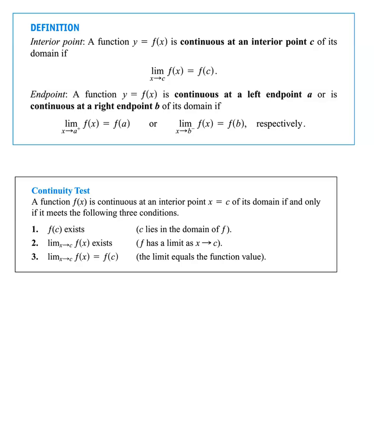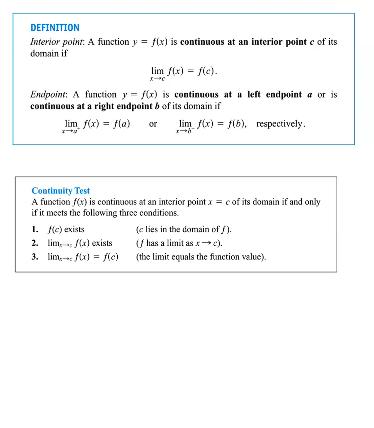So here is the definition, and the definition comes with these 3 pointers. Let's read through it. A function f of x is continuous at an interior point, x equals c, of its domain, if and only if it meets the following 3 conditions. That f of c exists, meaning c lies in the domain of f. Limit f of x as x approaches c exists, meaning the function has a limit as x approaches c. And thirdly, the first 2 conditions must be equal to each other. So limit of f of x as x approaches c must be equal to f of c. The limit must be equal to the function value.